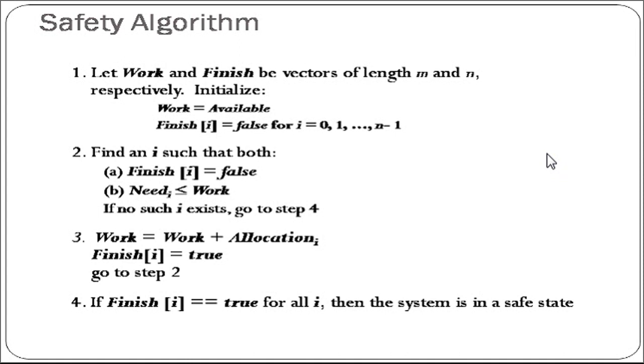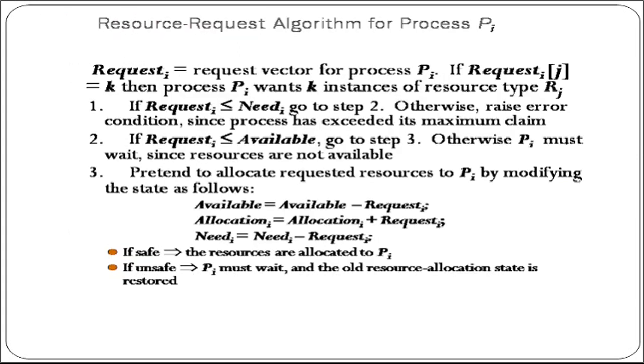Else we will find the new work, that is work is equal to work plus allocation, and then we set the flag finish of i is equal to true. Now if for all i, finish of i is equal to true, then we can say that the system is in the safe state.